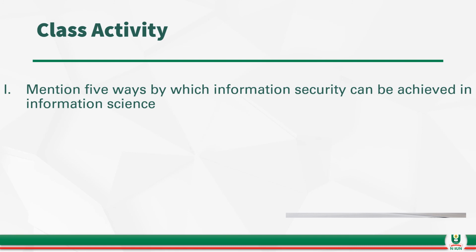Just before we conclude this class, I have another class activity for you. The question is, mention 5 ways in which information security can be achieved in information science. Kindly send your answers to the email address I'll provide at the end of this class, and I promise I will respond.